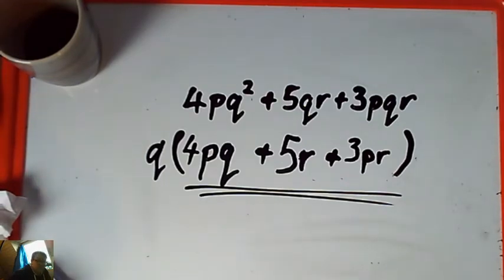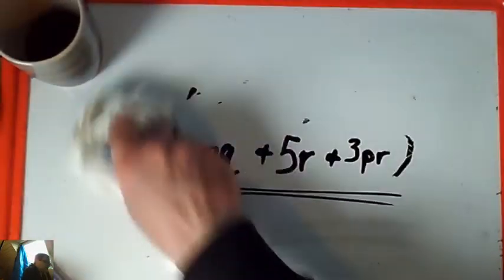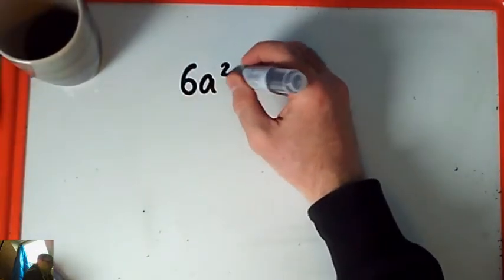So q outside the bracket, 4pq plus 5r plus 3pr. And then on we go to the next one. Halfway through these now. Going to go a little bit faster, I think.